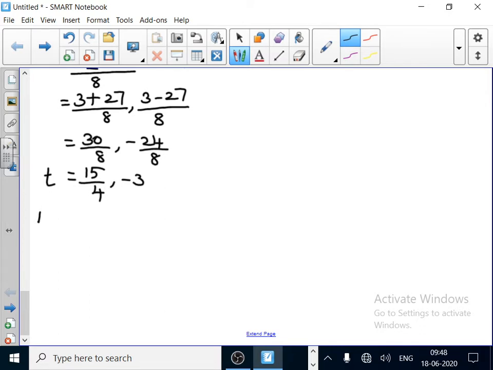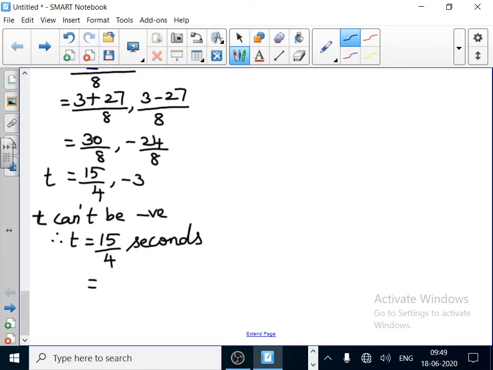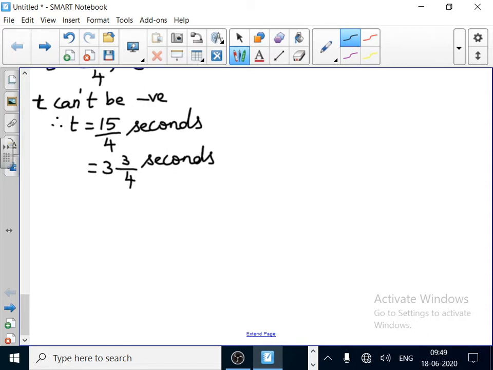But here the time taken cannot be negative, so t cannot be negative. Therefore, t equal to 15/4 seconds, because the equation is given in t seconds only. So 15/4 is 3 and 3/4 seconds, that is equal to 3.75 seconds.